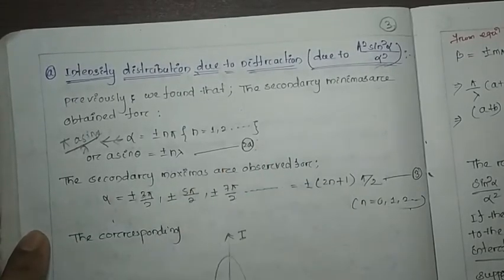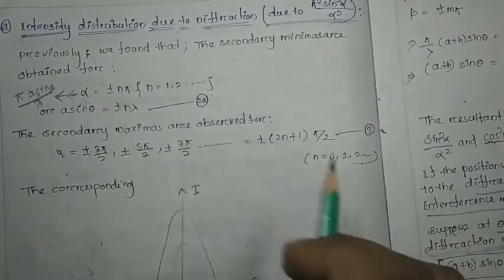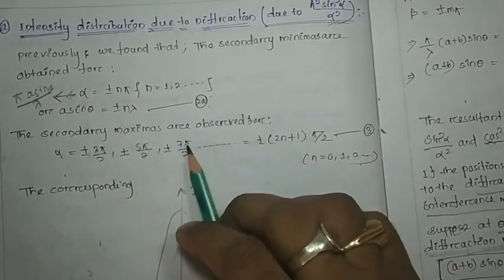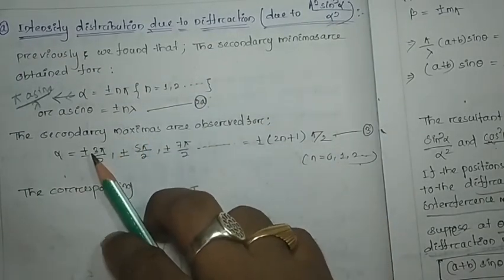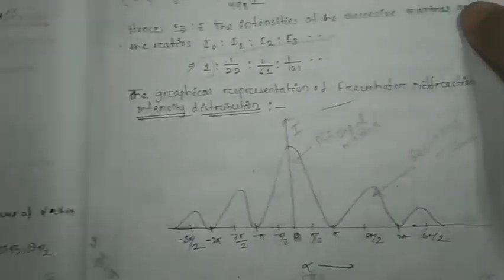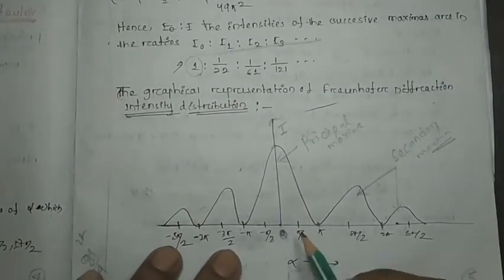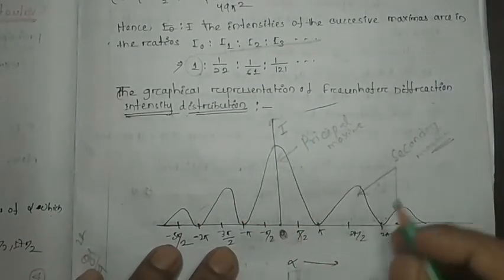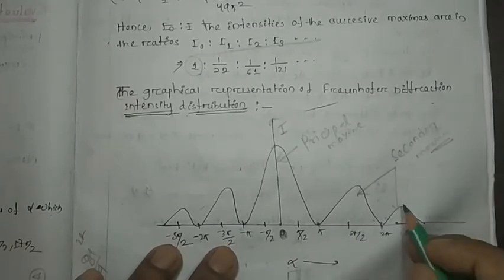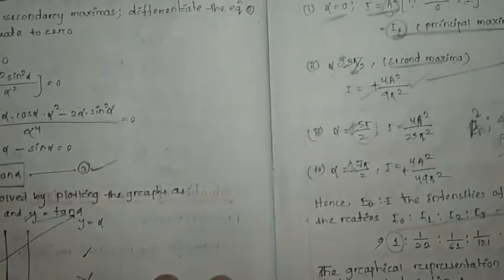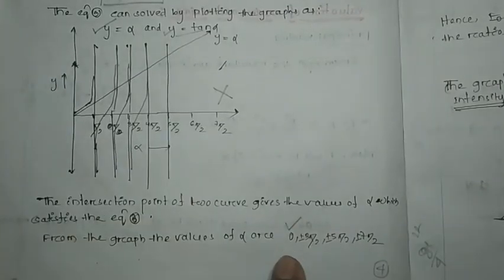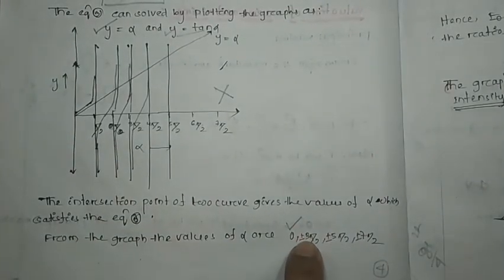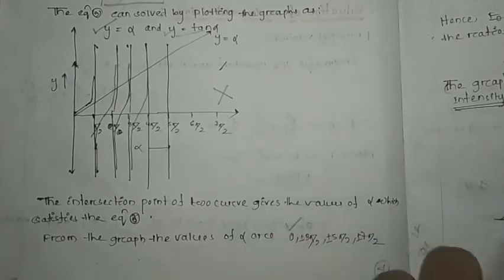The secondary maxima are observed. In the case of the single slit, what we found for the secondary maxima is when alpha is equal to plus or minus 3 pi by 2. Here I am going to show you the pattern: where this is the principal maxima, the secondary maxima we found at 3 pi by 2, then 5 pi by 2, like this. In general, we have written that alpha is 0 for the principal maxima, and plus or minus 3 pi by 2, plus or minus 5 pi by 2 for the secondary maxima. Same thing I am writing there.